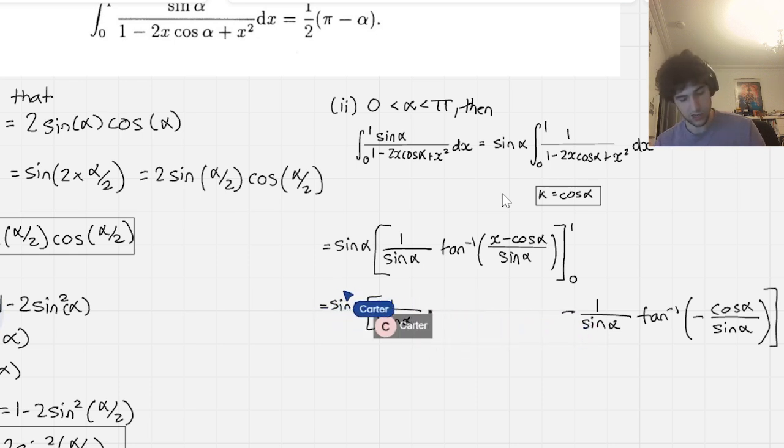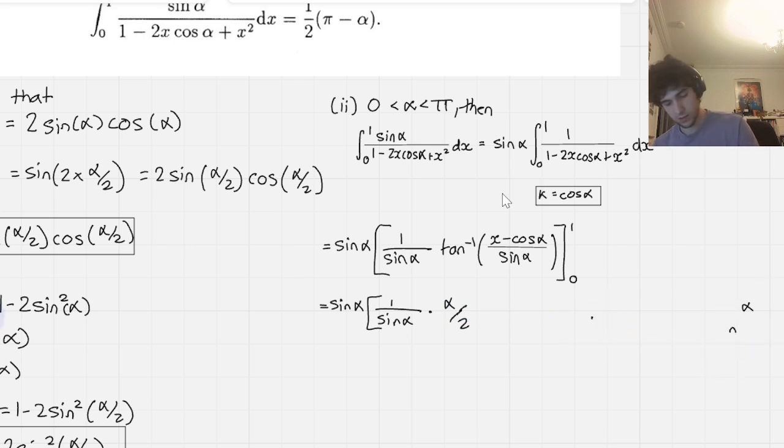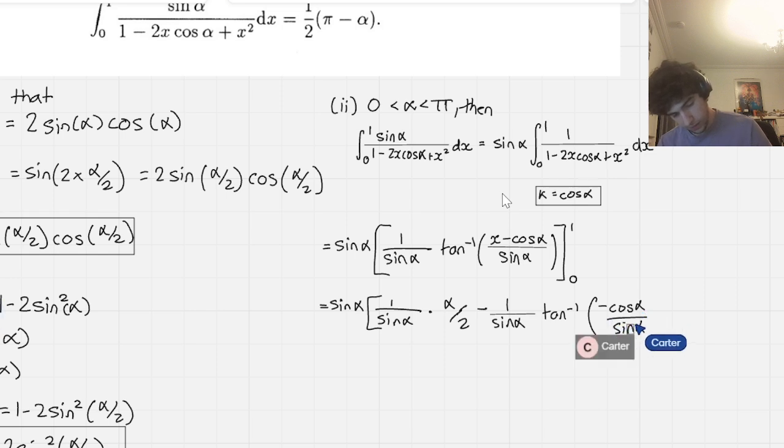So we just get 1 over sine alpha multiplied by alpha over 2, and then we write minus 1 over sine alpha arctan of minus cosine alpha over sine alpha.